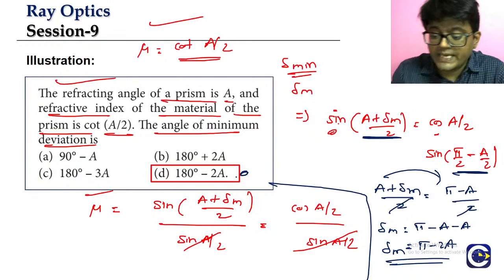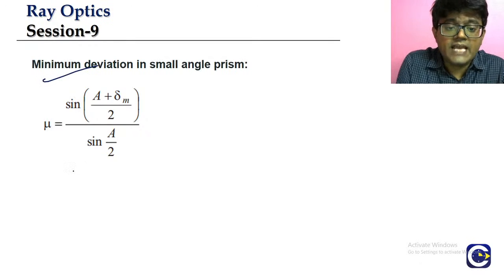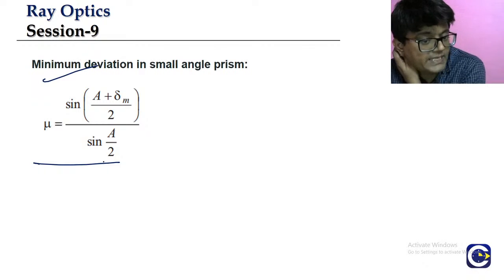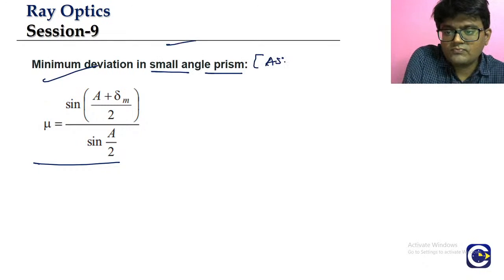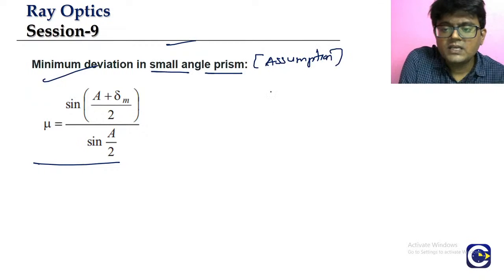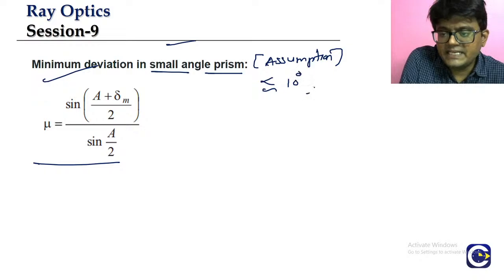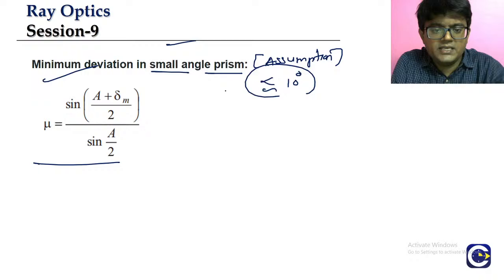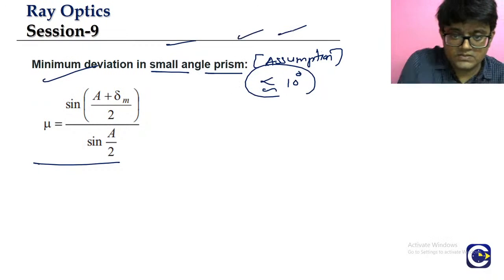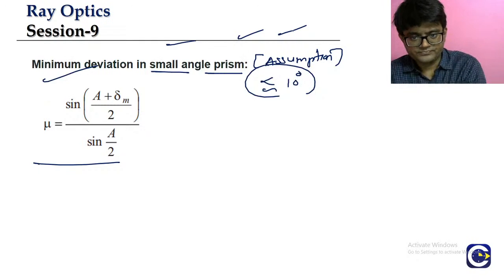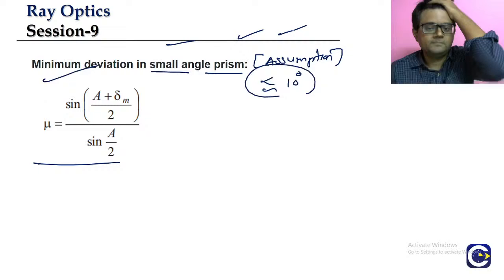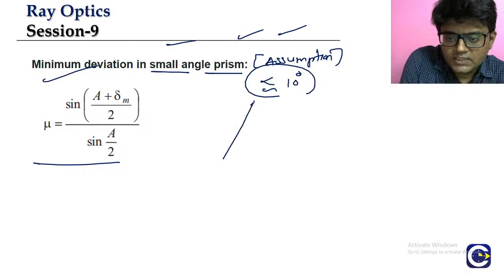Okay, so I'm assuming we can move on. Now the relation that we have is mu equal to sine of A plus delta minimum by 2 divided by sine A by 2. If you have a small angle prism, this is an assumption. In reality there will be no small angle prism, but generally if the prism angle is less than or around 10 degrees, we will consider this small angle assumption. We should look at angles which are less than or around 10 degrees. If you look at the prism angle, it will be a small value.